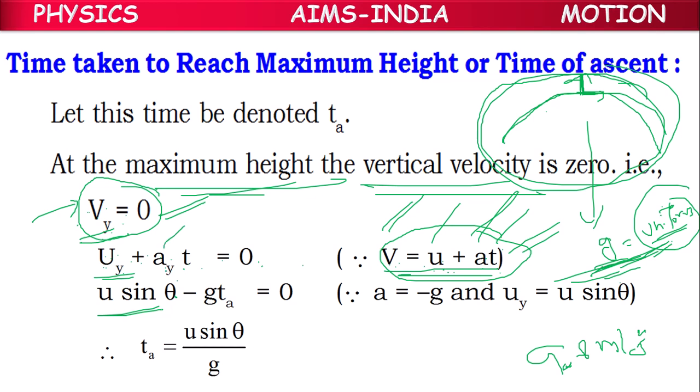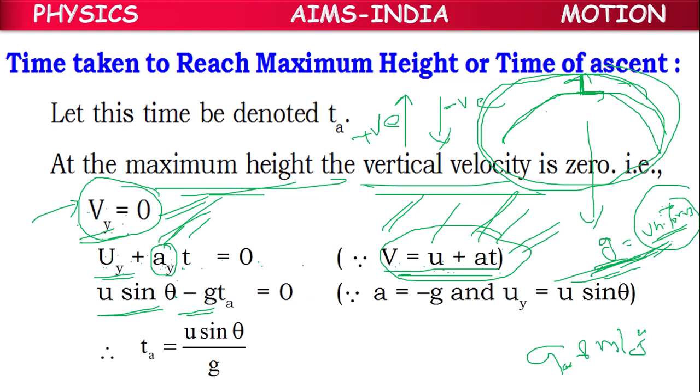What is a_y? What is the acceleration acting on the body? It is acceleration due to gravity, g. But the body is going up, which we have taken as the positive direction. Acceleration acting down will be negative, so the g value will be negative. So in place of acceleration, we can take minus g, because acceleration is acting downwards. That's why we are taking minus g here.